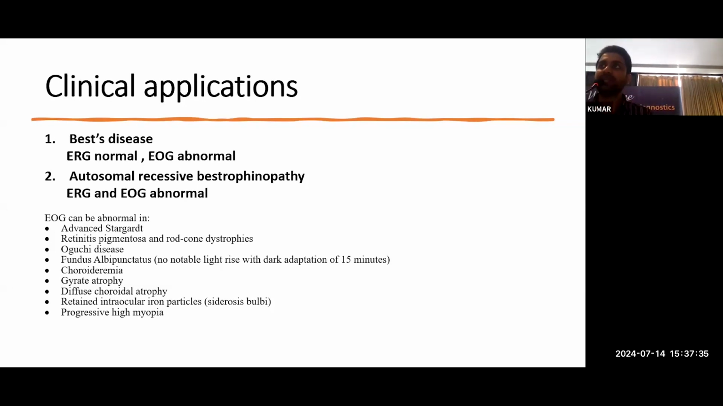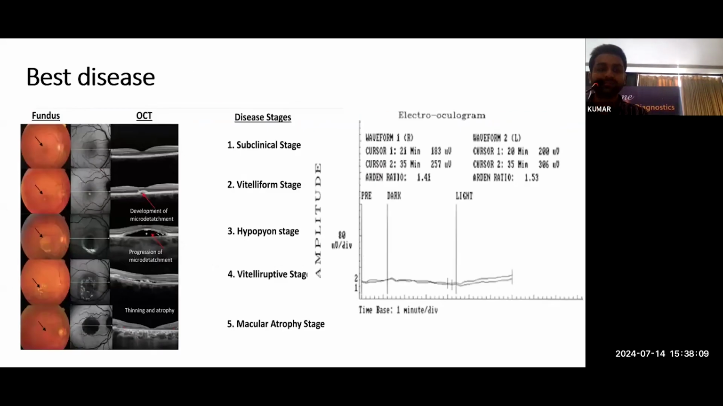Coming to the clinical applications, usually the indications which ma'am has already told in ERG are the same indications you get for EOG, but the one main disease for which EOG is very important is Best disease. In Best disease, you normally get a normal ERG, but the EOG is abnormal. However, in autosomal recessive bestrophinopathy, both the ERG and EOG are abnormal. Best disease is the most useful clinical application for EOG. All other indications have already been covered in ERG, such as Stargardt's disease, retinitis pigmentosa, and other retinal and macular disorders.